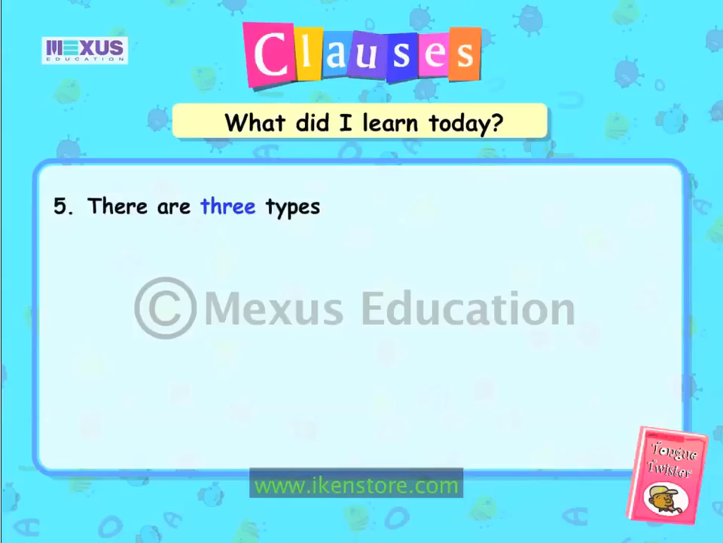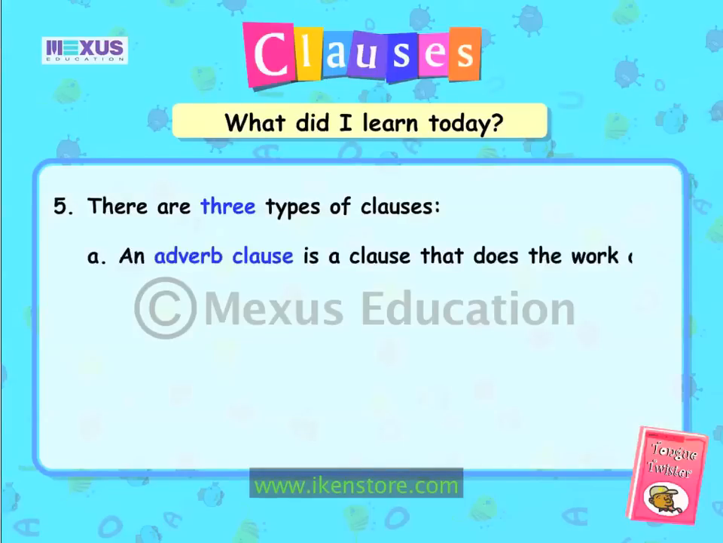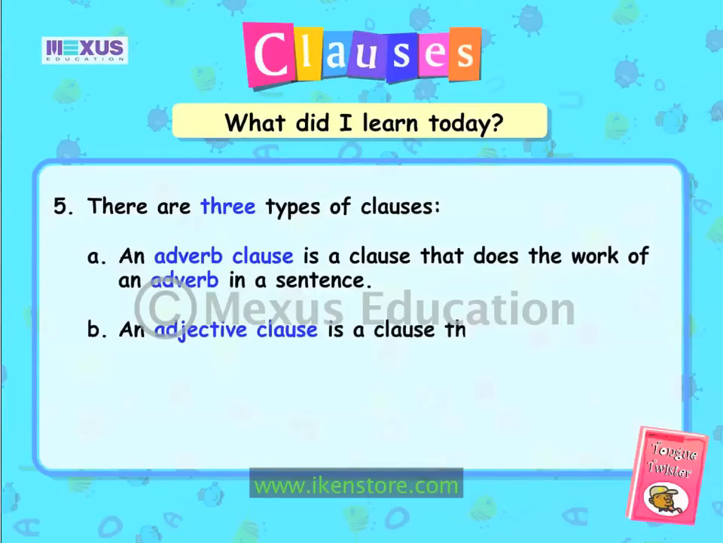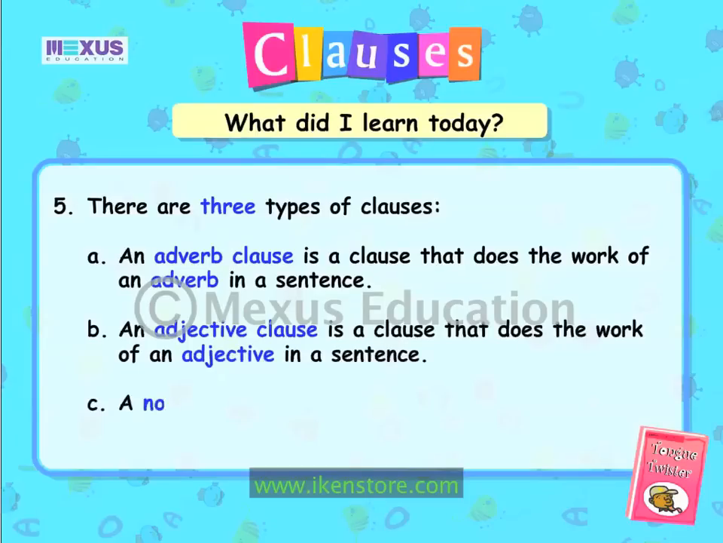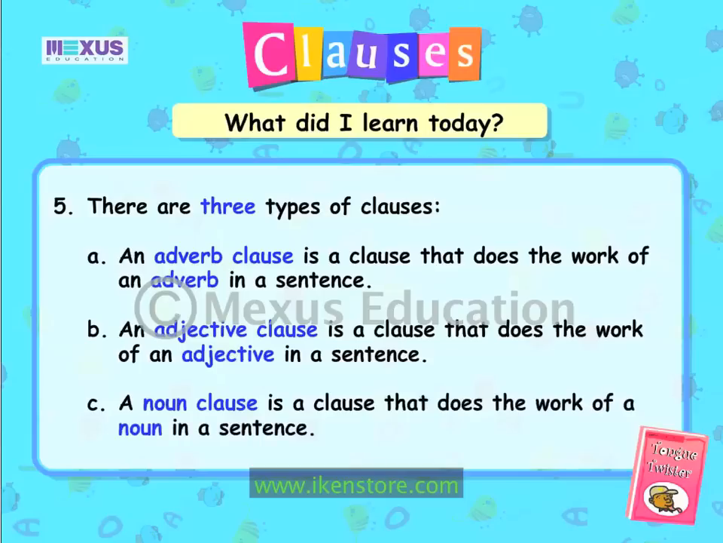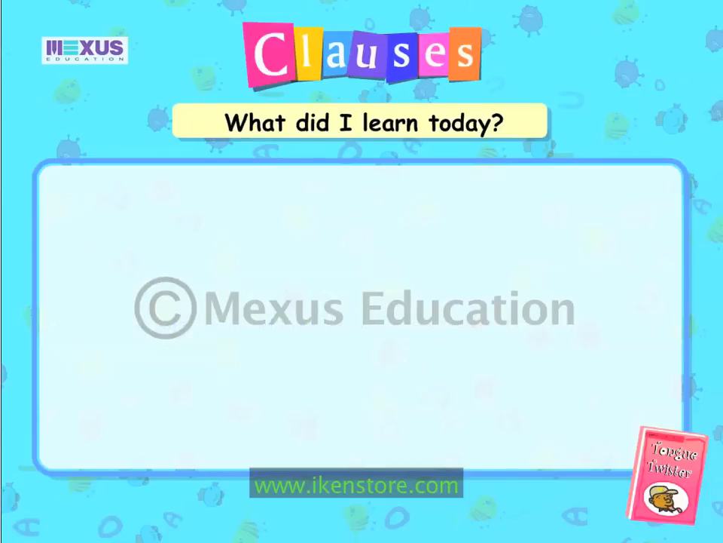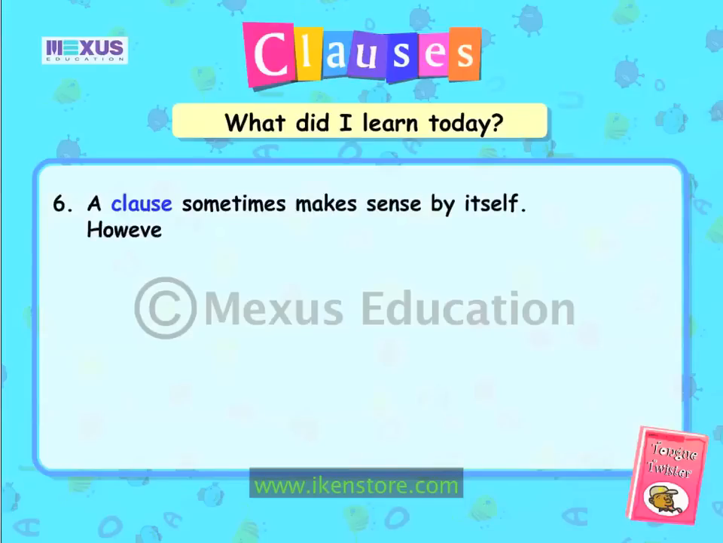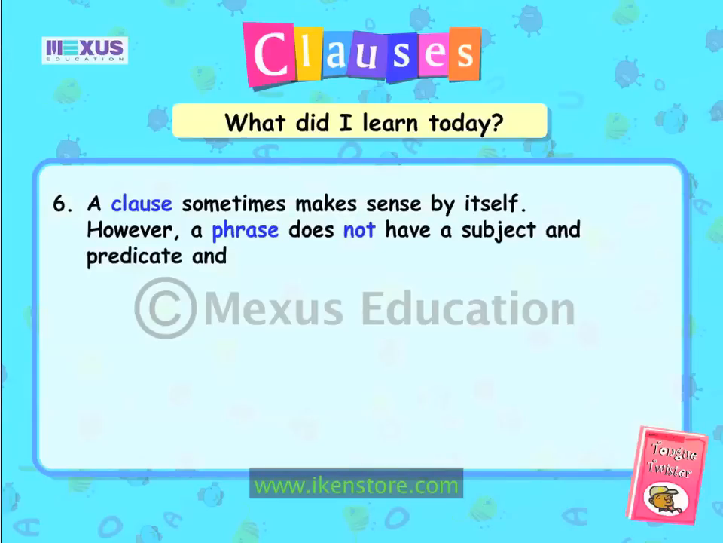There are 3 types of clauses. An adverb clause is a clause that does the work of an adverb in a sentence. An adjective clause is a clause that does the work of an adjective in a sentence. A noun clause is a clause that does the work of a noun in a sentence. A clause sometimes makes sense by itself. However, a phrase does not have a subject and predicate and does not make sense by itself.